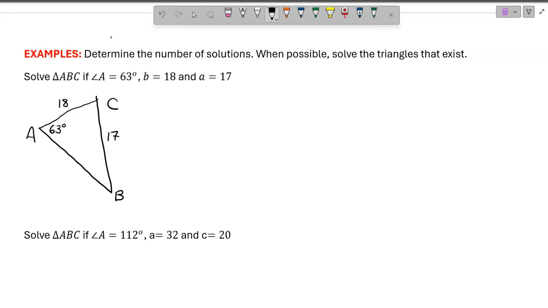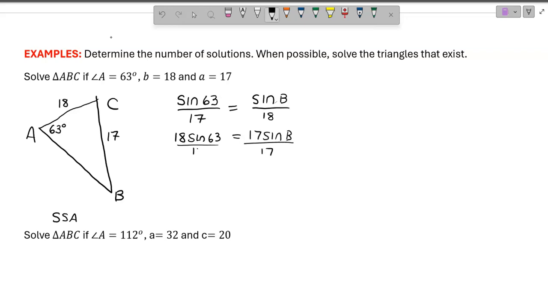So notice that this is indeed going to be an SSA situation, so we have to think about how this could be an ambiguous case. Let's discuss why that is. If I were to set up the law of sines here, let's set up sine of 63 over 17, that's sine of A over a, equals, and then we do not know angle B, so I'm going to say sine of B over side b, which is 18. Let's cross multiply this. So this is going to be 18 sine 63 equals 17 sine of B. Divide both sides by 17, and what we get here is 0.943.